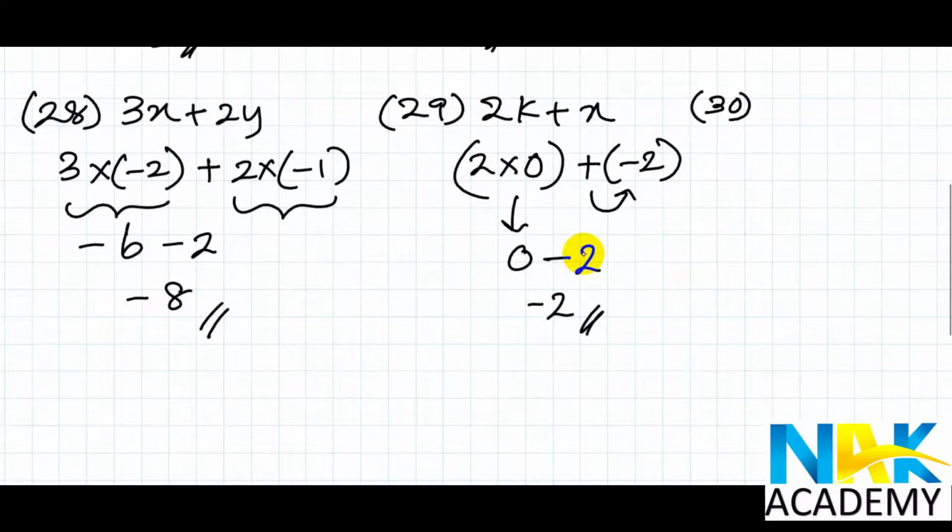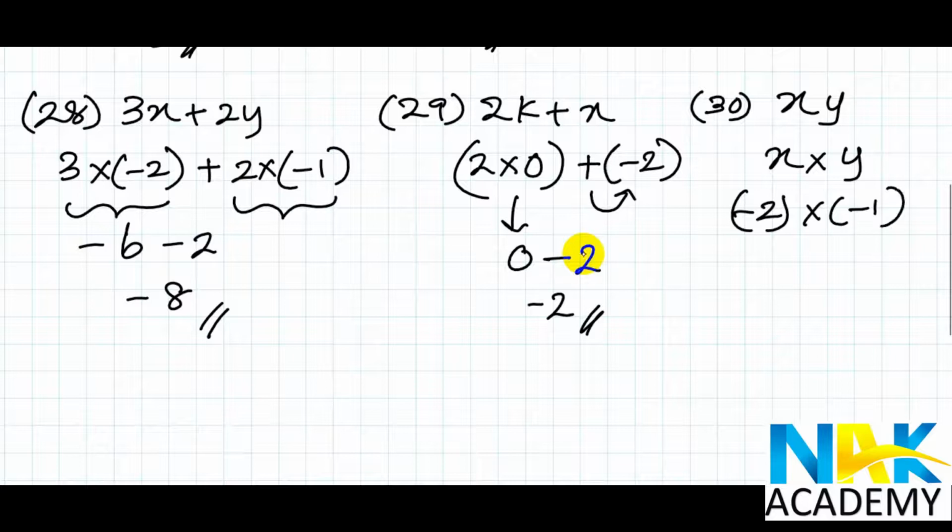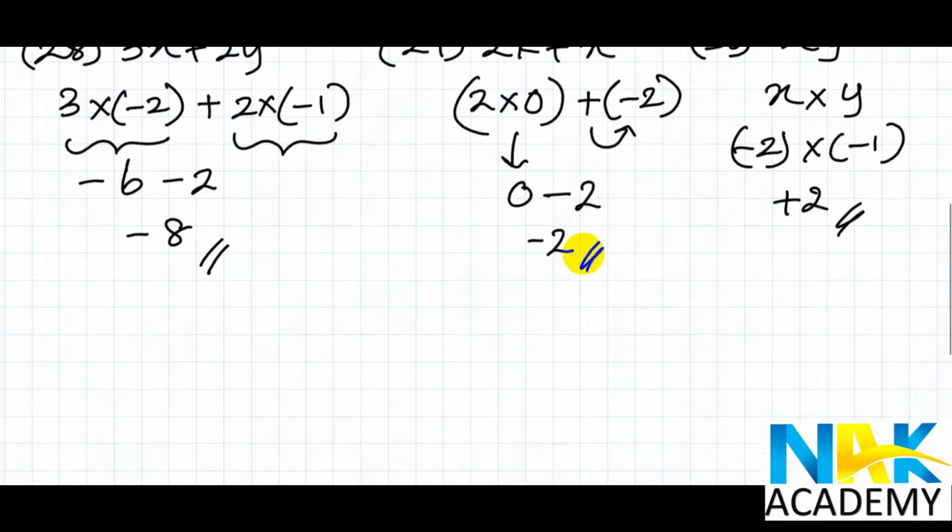Let's go to question number 30, that is xy. So xy means x multiplied by y. The value of x is given as -2, and the value of y is given as -1. So it is a very easy question. Minus multiplied by minus is plus, 2 multiplied by 1 is 2. So that is question number 30.